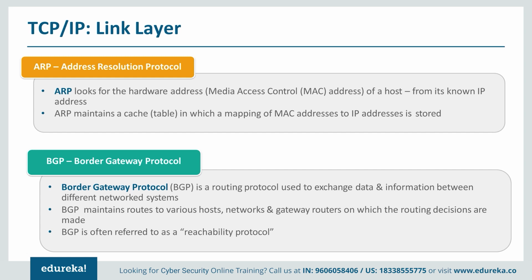ARP is the address resolution protocol. It is one of the protocols used to identify network devices and get them registered on the network. BGP is the border gateway protocol. It's simply a routing protocol between networks.